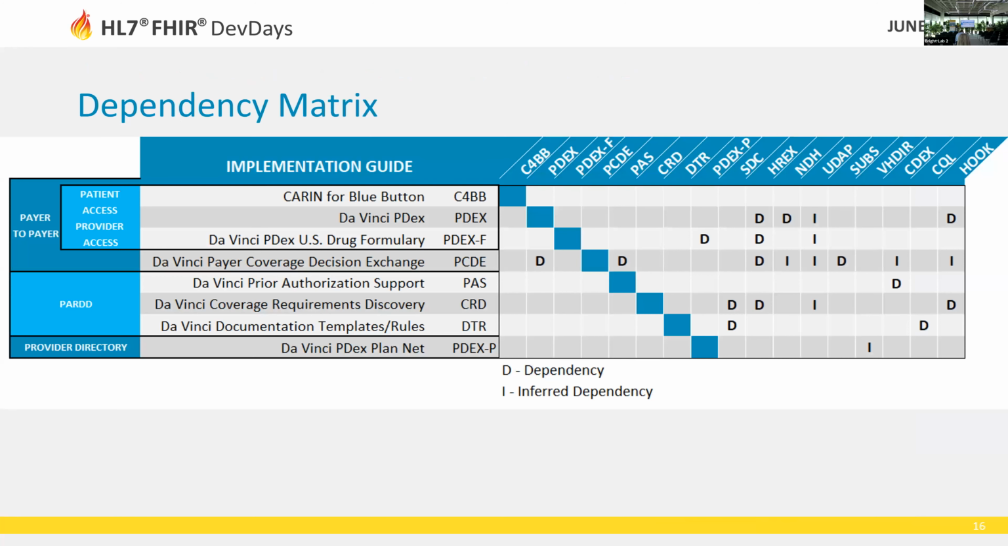Here I've created this matrix. This is quite an experience trying to get this to work. And here you'll see whether or not there's a dependency on another IG and whether or not it's inferred. An inferred dependency would be, for example, PCDE requires PDEX, and PDEX therefore uses NDH. So you can use this to help you determine if you're interested in provider directory, well, I need to go look at VHDIR, or if you're doing one of the bigger APIs, then there might be many things like HREX and subscriptions that you have to implement in your FHIR server or your EHR, whichever it be.